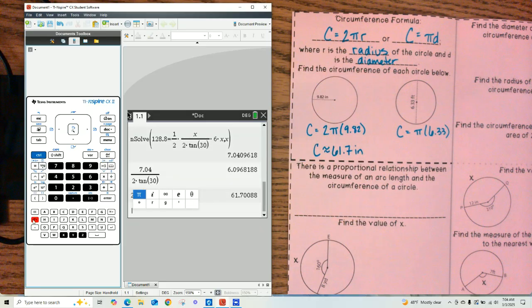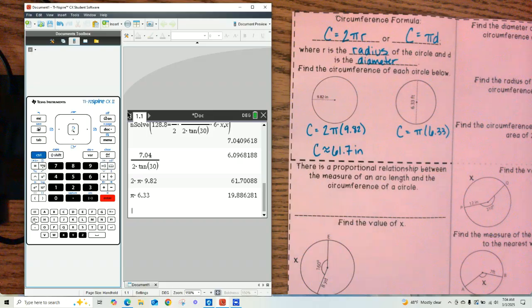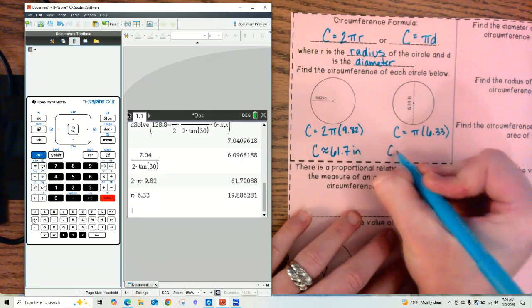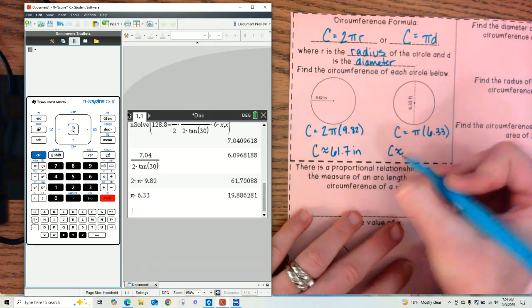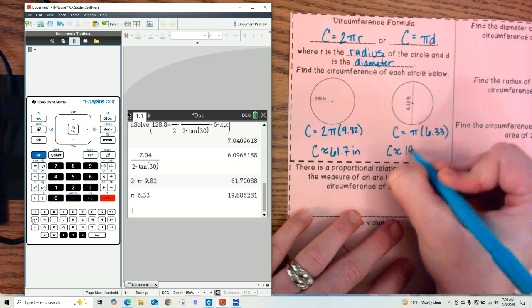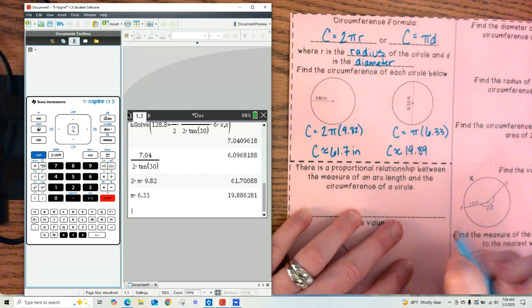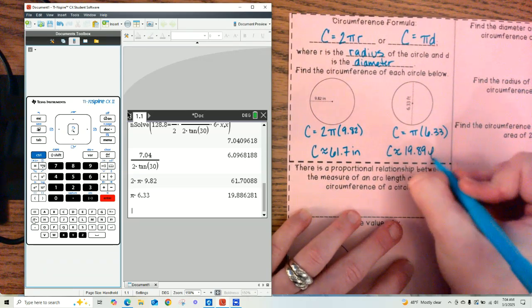And then for that other one, we've got pi times 6.33, which would give us a circumference of about 19.89, and that one is feet.